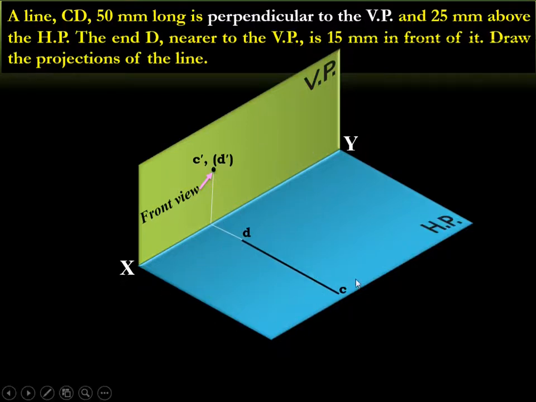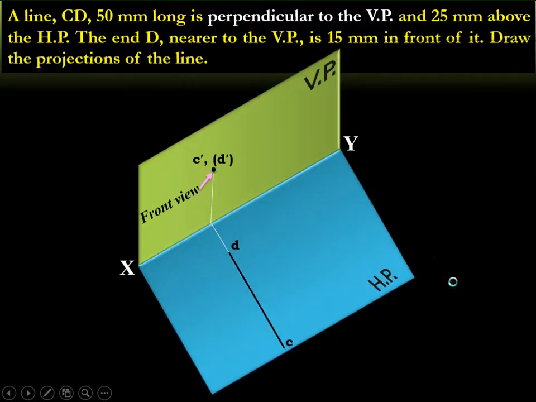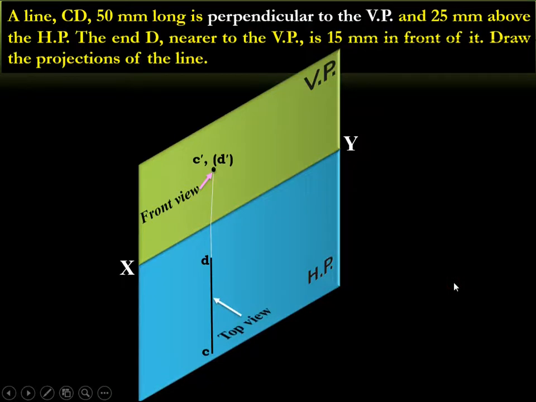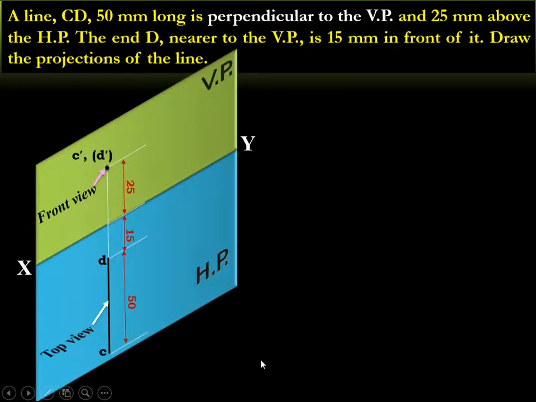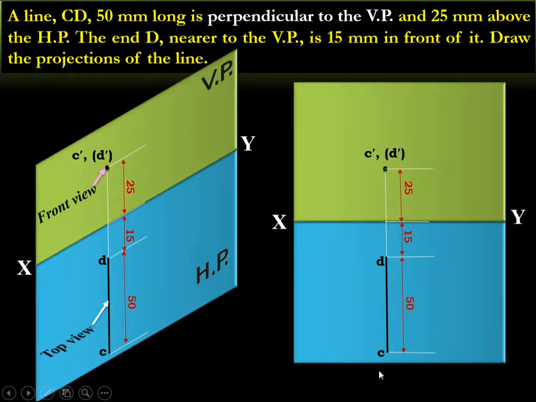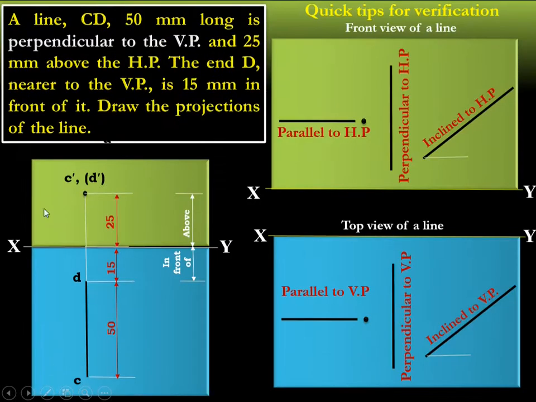After obtaining the top view on the horizontal plane, we need to rotate the horizontal plane along with the top view line 90 degrees clockwise and it will give us the final solution. And the same thing can be represented on a 2D plane or on a 2D paper like this. From this diagram we can understand that the true length of the line is 50 mm and one end of the line is located 15 mm in front of the vertical plane and the line is located 25 mm above the horizontal plane. Now let us verify the final solution using quick tips.